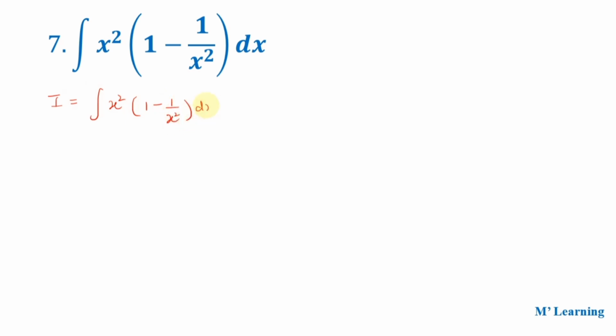Now let's see question 7, which is the integration of x square (1 minus 1 by x square) dx. First of all we'll multiply this x square with the bracket. So we get x square into 1 is x square, and x square into 1 by x square will become 1. The x squares cancel. So we get x square minus 1.